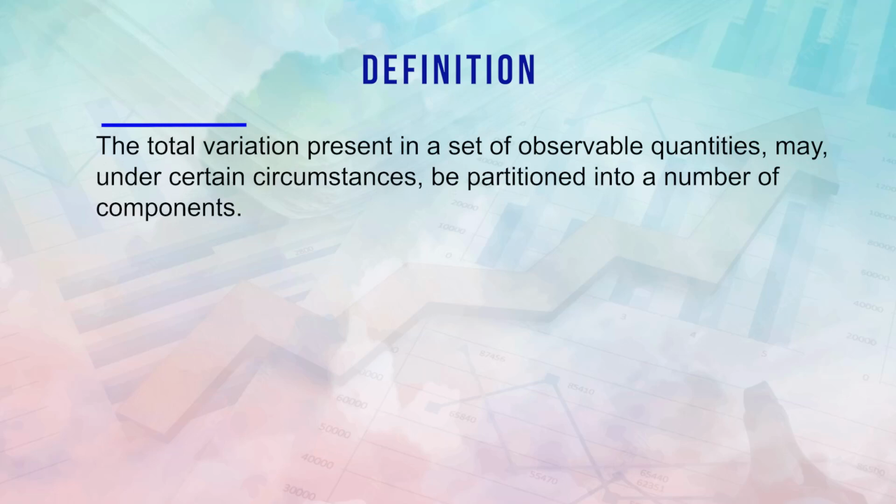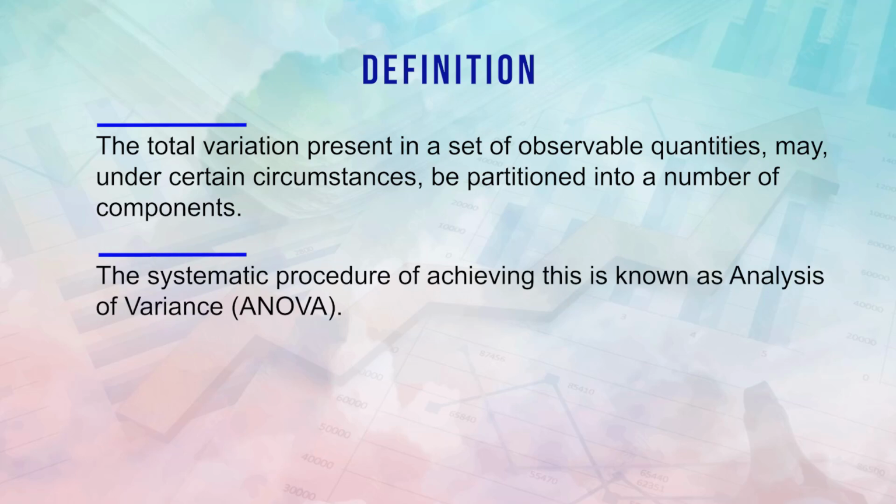We first consider the first part of the analysis of variance in this particular lecture, and later on we will consider the second part. The first thing that we need to know is what we mean by analysis of variance. By definition, the total variation present in a set of observable quantities may under certain circumstances be partitioned into a number of components. The systematic procedure of achieving this is known as analysis of variance.